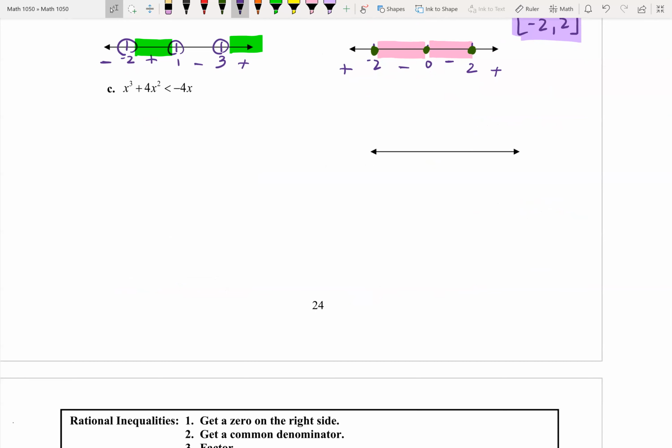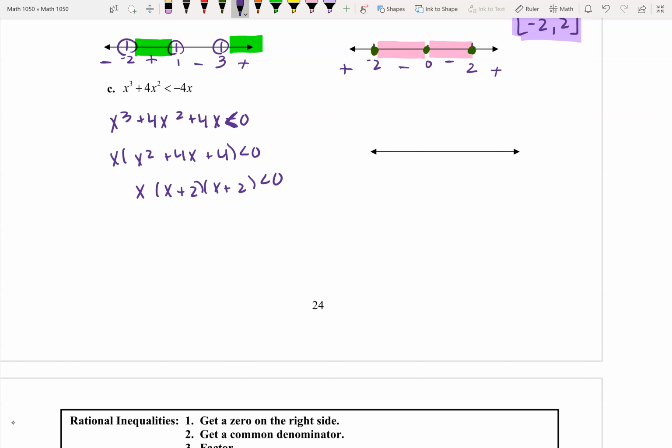Okay, question C. Step 1, set it equal to 0. So you bring your 4x over. Step number 2, less than 0. Step number 2, factor, so take out an x, and you're left with x to the second plus 4x plus 4. Then you factor, so it goes to x and x. Signs are the same, they're both positive. 2 and 2 multiply to give me 4 and add to give me 4.